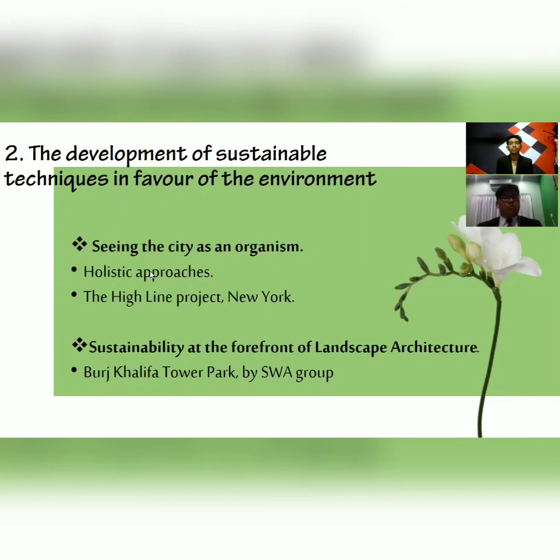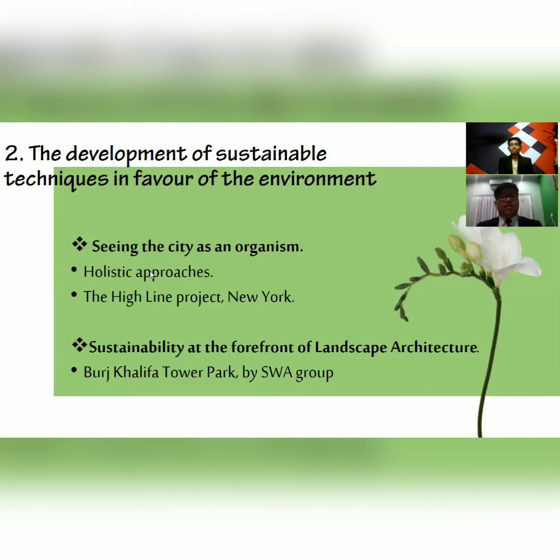For my next point, sustainability at the forefront of landscape architecture. The example of a project that sees sustainability at its forefront is Burj Khalifa Tower Park by SWA Group. SWA Group is a renowned landscape architecture firm known throughout the whole world. Why did I choose Burj Khalifa Tower Park? This is because Dubai has an extreme climate. They have hot temperatures, strong winds and high humidity during the summer. These unfavorable conditions meant that SWA Group had to be highly resourceful to not only create a functional design, but one that is aesthetically beautiful and striking enough to meet the country's high standards for development.